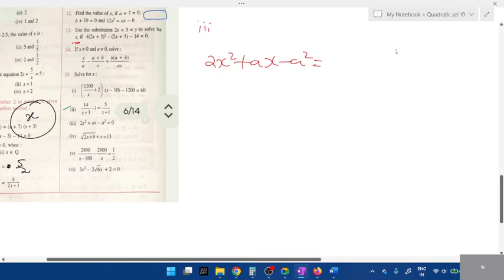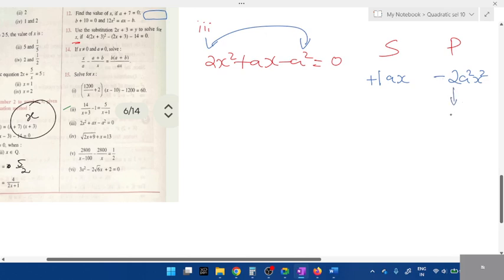Just use sum and product. What is sum here? What's the middle term we have? Consider it as plus 1ax. What is the product? When you multiply, plus into minus is minus 2 into a square x square. Just ignore a square x square and the minus.